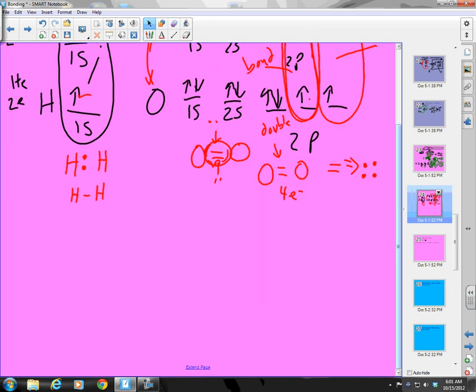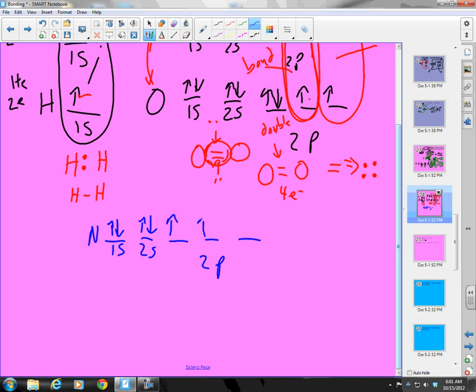If I look at nitrogen, what is nitrogen? Beautiful blue there, right? 1s2, 2s2, and then 1, 2, 3, 2p3. And then same thing with another nitrogen.